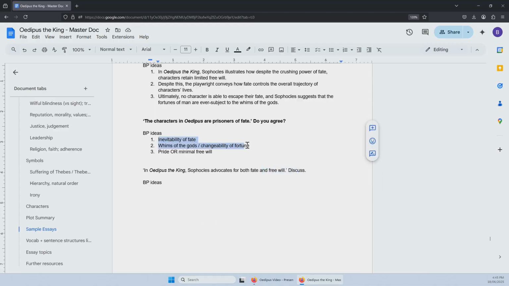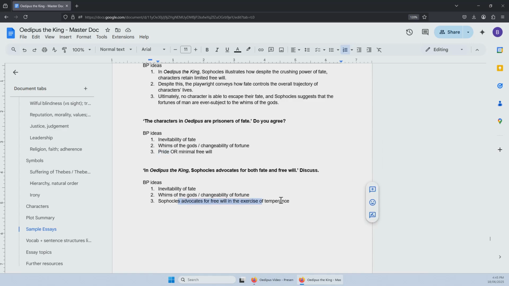So again, we can take these ideas, inevitability of fate, whims of the gods and changeability of fortune. But for our third idea, what we would say is Sophocles advocates for free will that is paired with temperance. So Sophocles advocates for free will in the exercise of temperance, and perhaps criticizes those who act in a more prideful or arrogant or hubristic way, or who exhibit hubris, you could say. So we're taking this idea and we're just expanding it a little bit to match this particular topic.